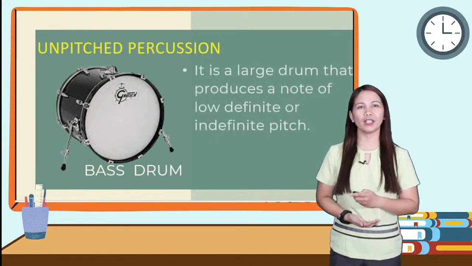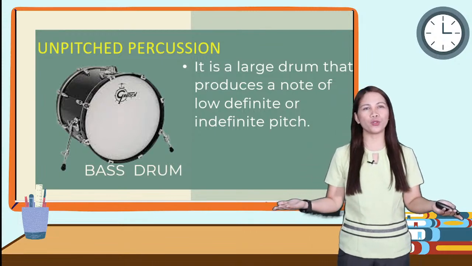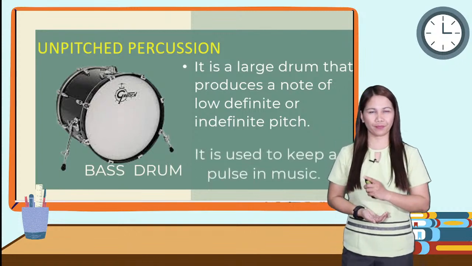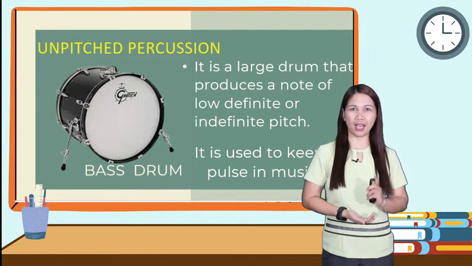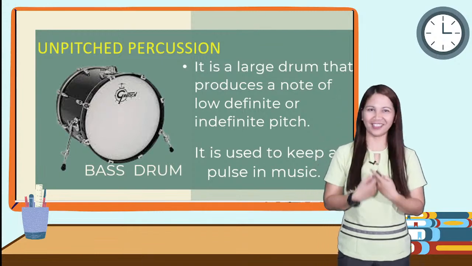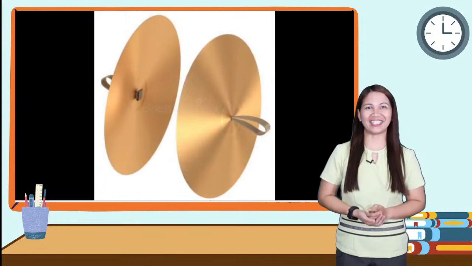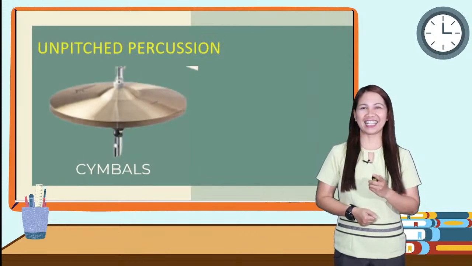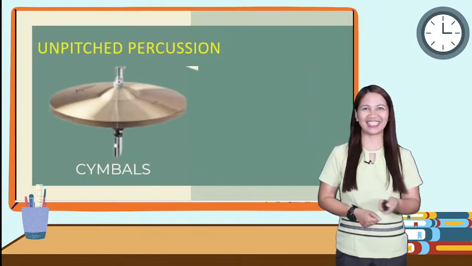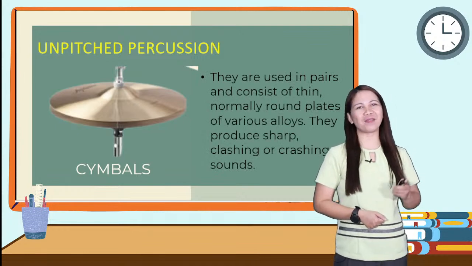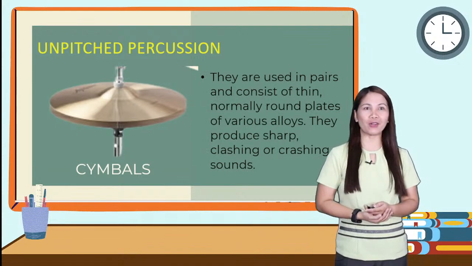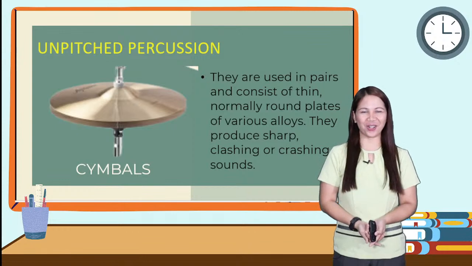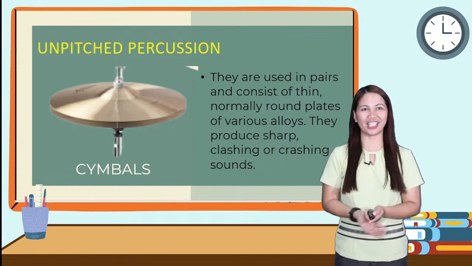drum. A bass drum is the large drum that produces a note of low, indefinite pitch. It is used to keep a pulse in music. It's like dip, dip, dip, dip. And this one, that is an example of cymbals. They are used in pairs and consist of thin, normally round plates of various alloys. They produce sharp clashing or crashing sounds, like what we have heard earlier.